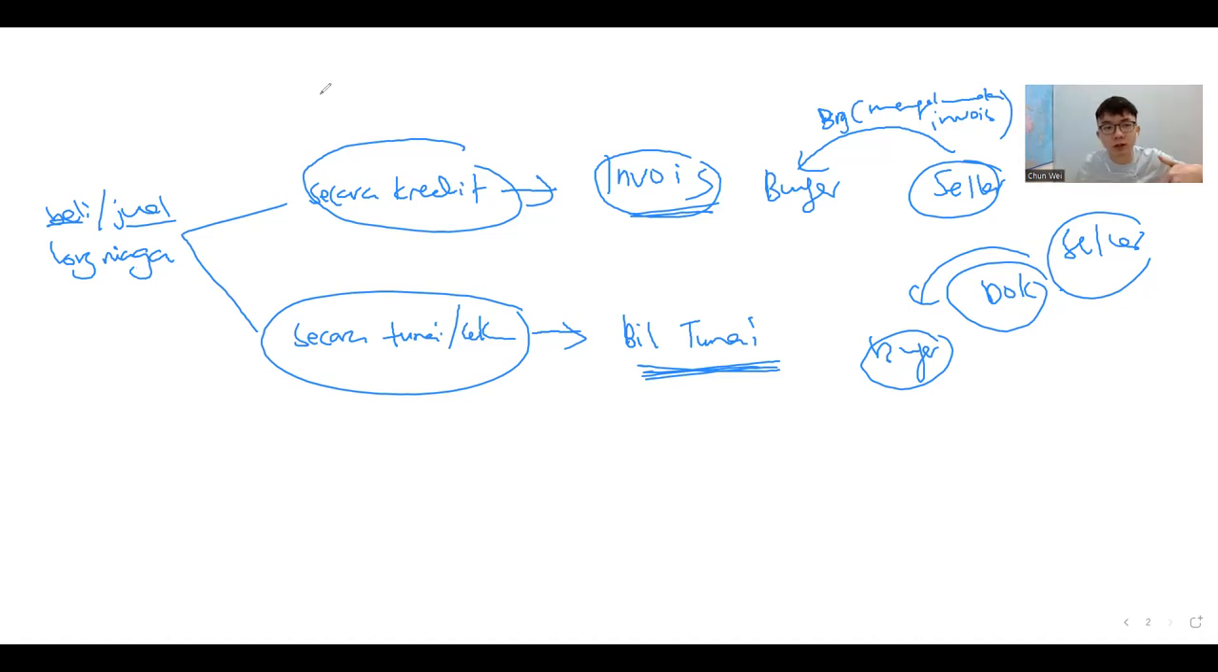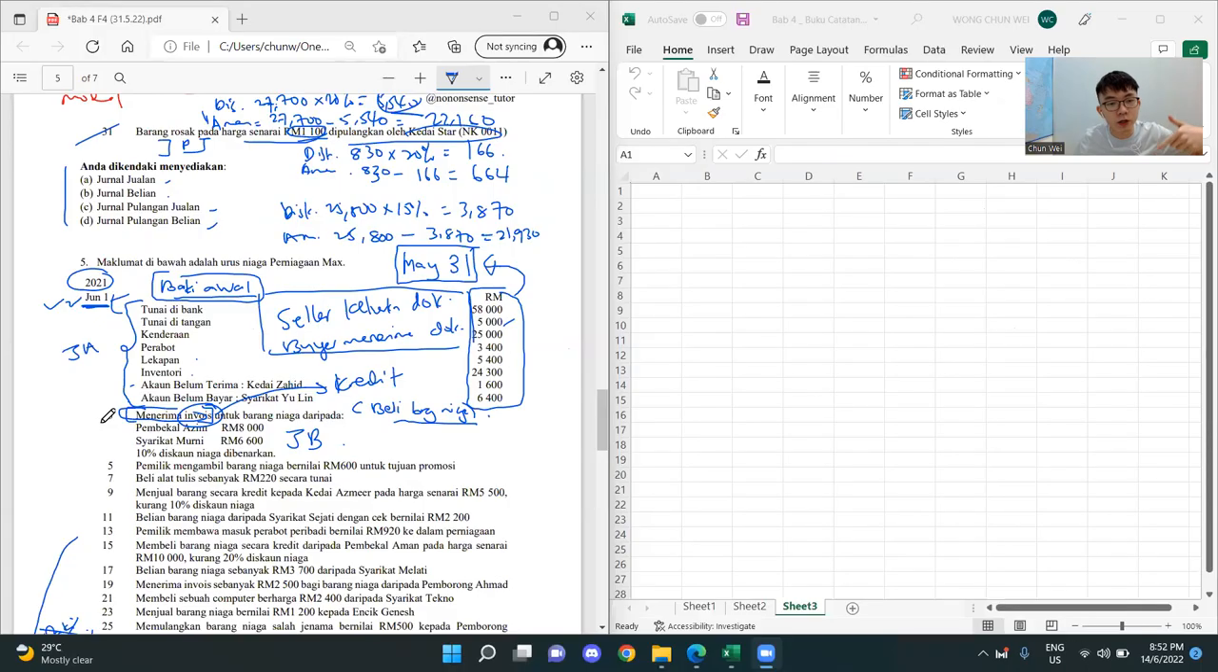So come back to our question here. That's why when we menerima, I don't care what it is, when we menerima a document, we always assume that kita adalah the buyer. And what are you receiving? You're receiving an invoice, which is secara kredit. So you beli secara kredit. Therefore, we know that if it is a beli secara kredit, we have to record it in the jurnal belian. So that is number three for you. If okay, give me a three in the chat box.